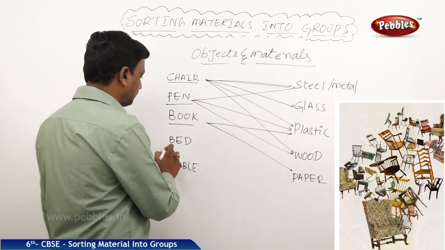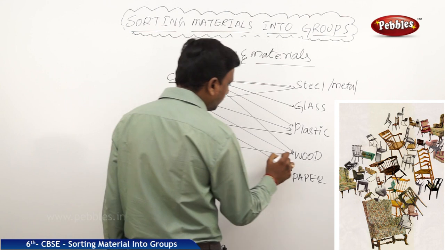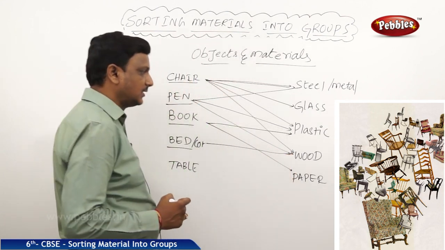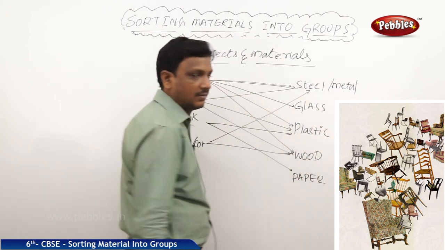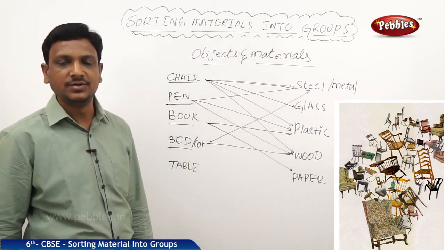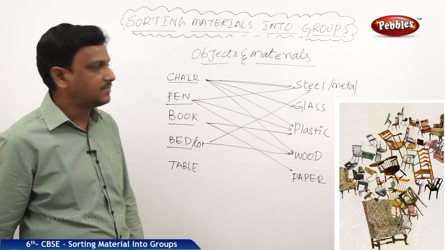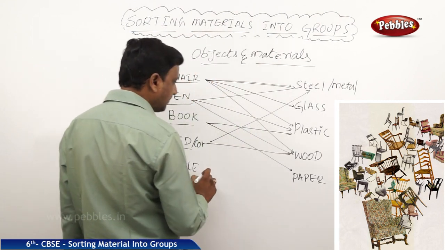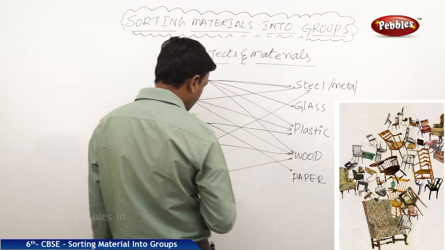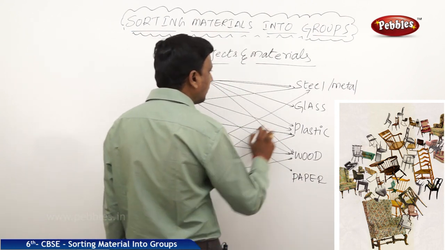So, bed, what I mean is that cot, it is made up of wood. Furniture is basically made up of wood. But nowadays, we have metal cots also, steel furniture, powder coated steel furniture. You might be seeing the big beds made up of iron grills and all. That is made up of metal. A table is made up of wood basically, and a table is made up of plastic. You can find plastic tables, and a table is made up of steel or metal.